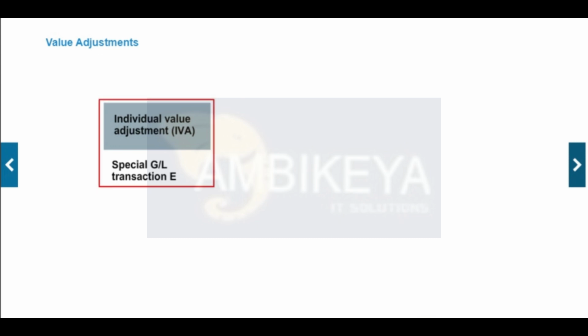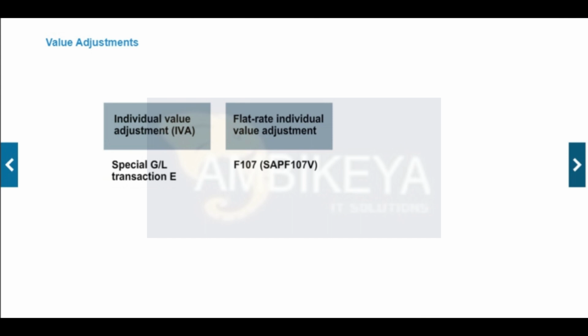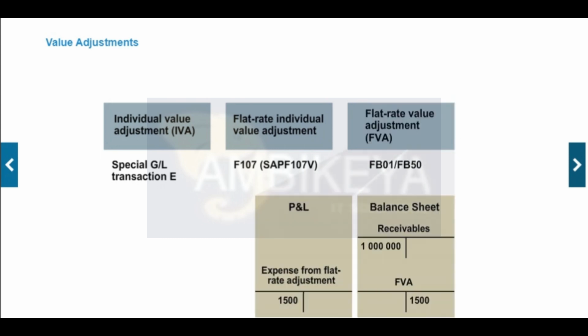You enter individual value adjustments or IVA as a special GL transaction E. You use program SAPF107 additional valuations to carry out a flat rate individual value adjustment. Once you have determined the amount of the value adjustment, you adjust the flat rate value by making a manual GL account posting. The posting record is expense from flat rate value adjustment to value adjustment.